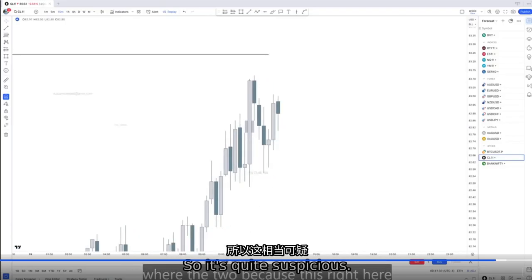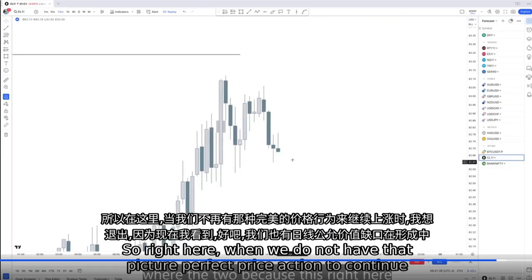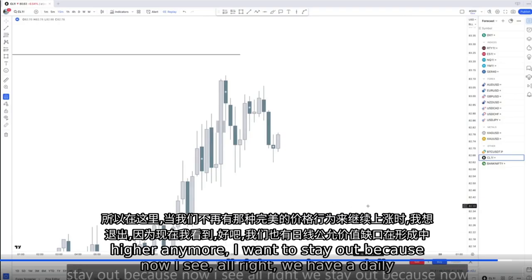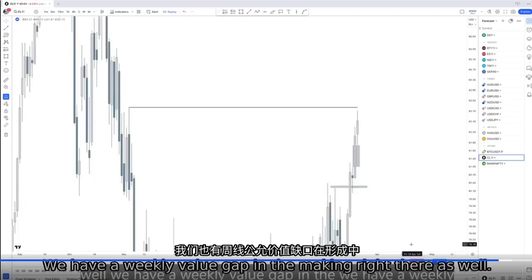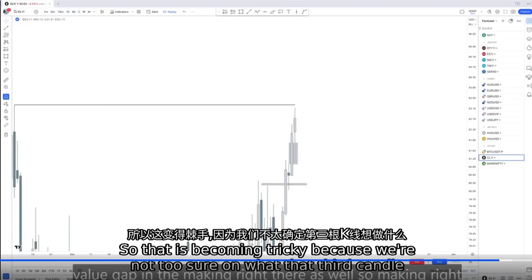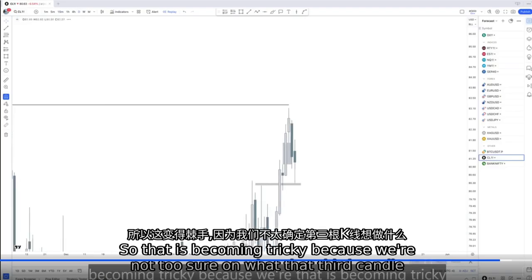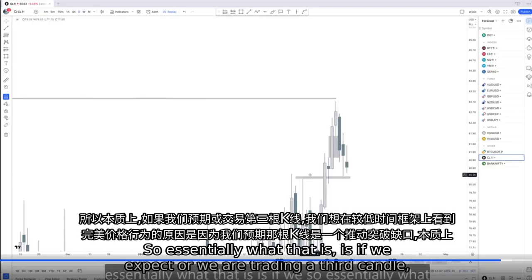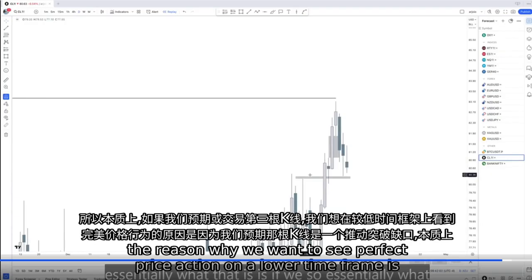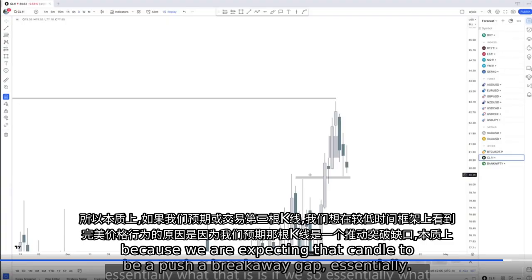So it's quite suspicious. So right here, when we do not have that picture perfect price action to continue higher anymore, I want to stay out, because now I see, all right, we have a daily value gap in the making as well. We have a weekly value gap in the making right there as well. So that is becoming tricky because we're not too sure on what that third candle wants to do. So essentially what that is, if we expect, or we are trading a third candle, the reason why we want to see perfect price action on a lower time frame is because we are expecting that candle to be a push candle, to be a breakaway gap, essentially.